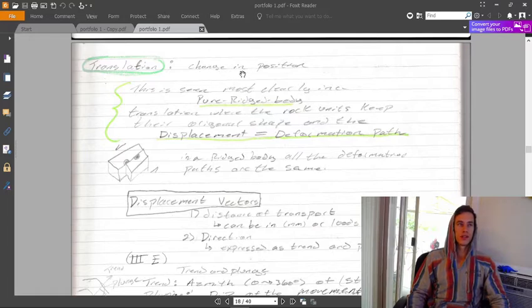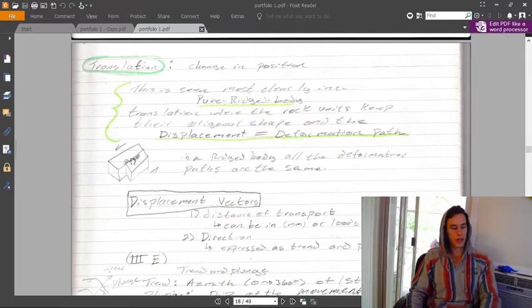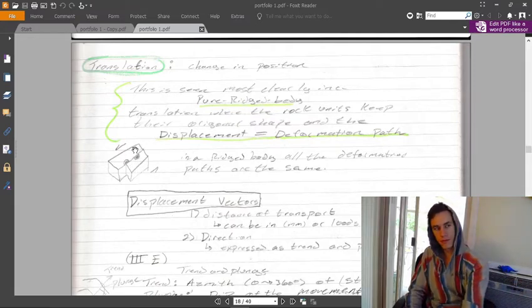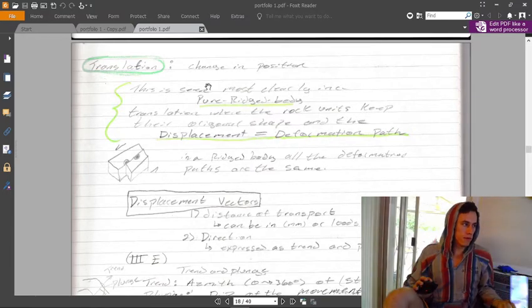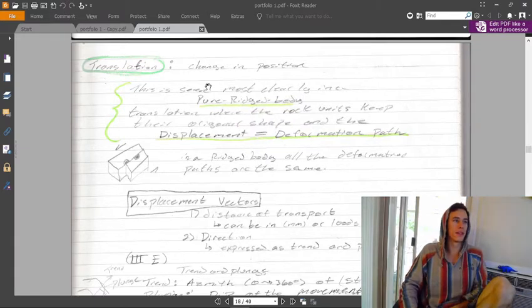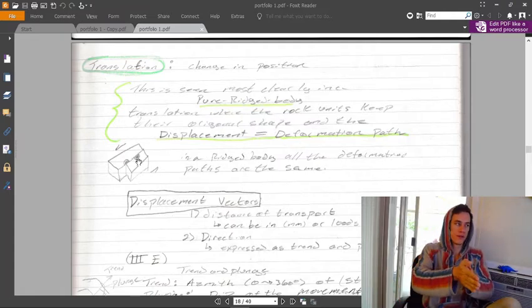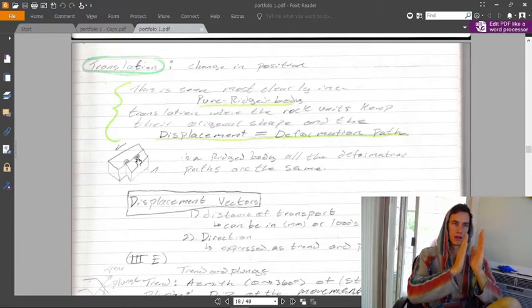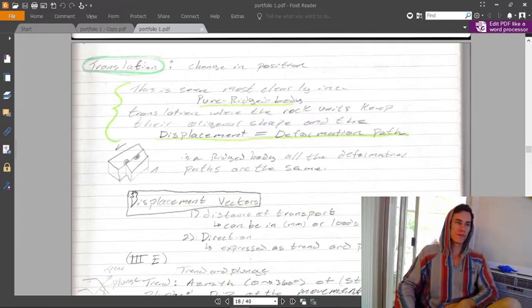Translation. Change in position. This is seen most clearly in a pure rigid body. So a translation is basically like right here. That point I'm generally pointed at is saying that in a rigid body all the deformation paths are the same, so it's just a solid body that shifts, right? So the deformation paths are just saying, like, the translation is just left to right or right to left or whatever.